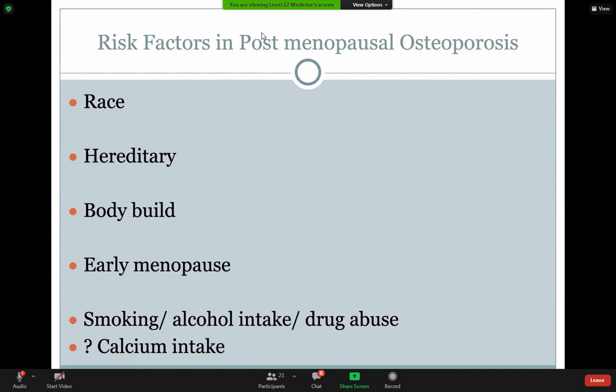Risk factors for postmenopausal osteoporosis. Some races have a higher rate of osteoporosis than others. Hereditary, so if they have a family history. Body build, early menopause. So if the patient has early menopause, she's more at risk of osteoporosis. Smoking, alcohol intake, and drug abuse also contribute to osteoporosis. Calcium intake is still debatable whether it causes osteoporosis or not.